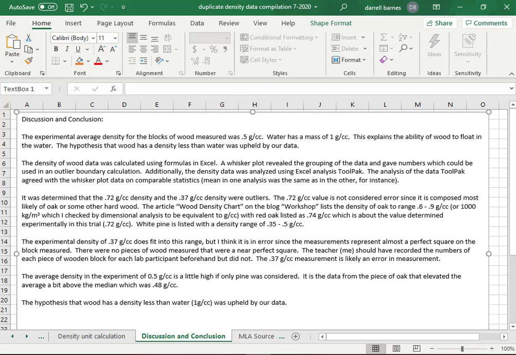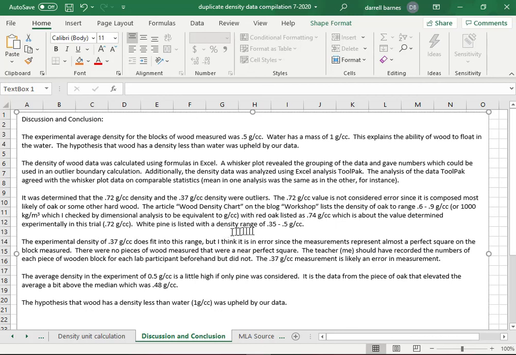It was determined that the 0.72 gram per cc density and the 0.37 gram per cc density were outliers. The 0.72 value is not considered error since it is composed most likely of oak or some other hardwood. The article wood density lists the density of oak to range from 0.6 to 0.9 or 1,000 kilograms per meter cube, which I checked by dimensional analysis to be equivalent to gram per cc, with red oak listed, which is about the same value determined experimentally in this trial.